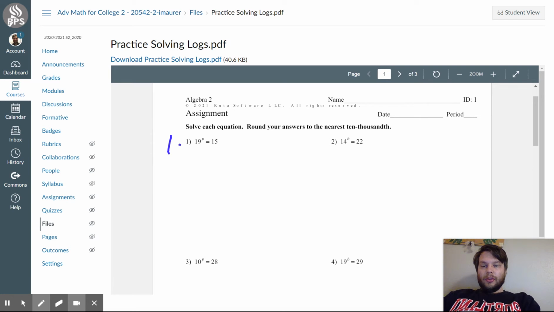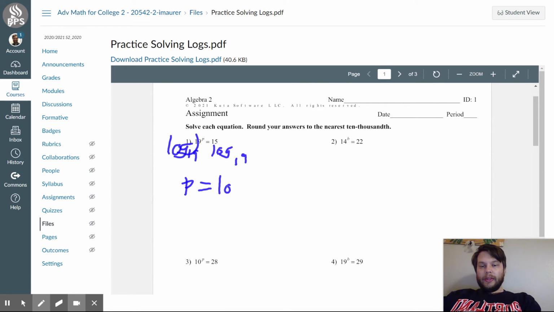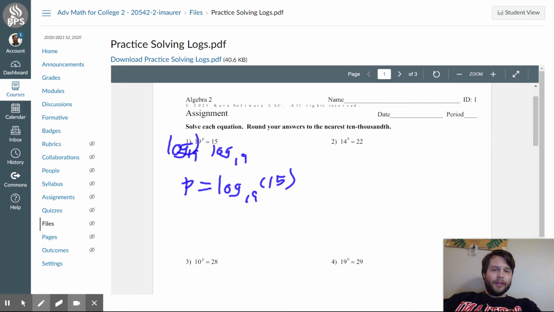So we're going to do log base 19 of both sides because I see 19 raised to the p. That cancels out, just like plus and minus cancel out. So p equals log base 19 of 15. Those parentheses are optional. You're really trying to just make sure the base is still on the bottom.